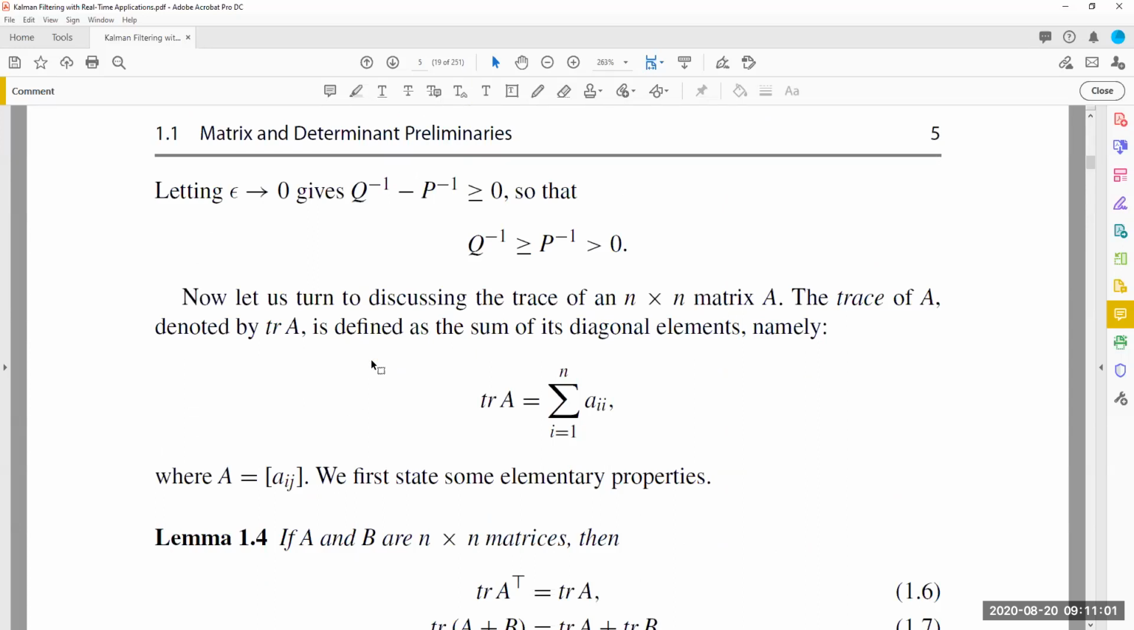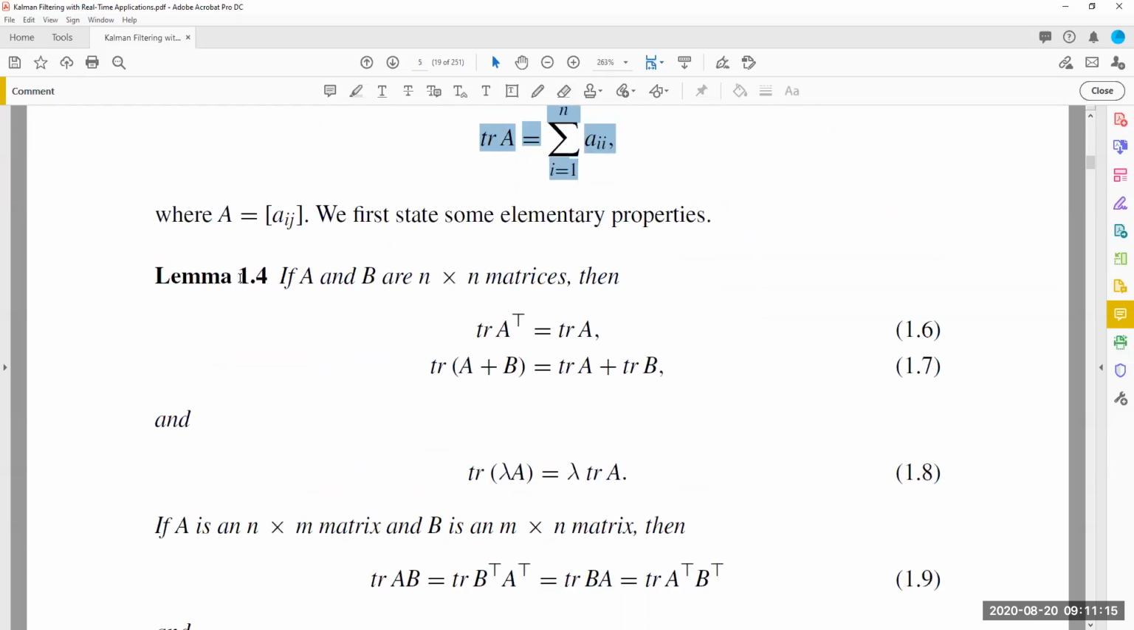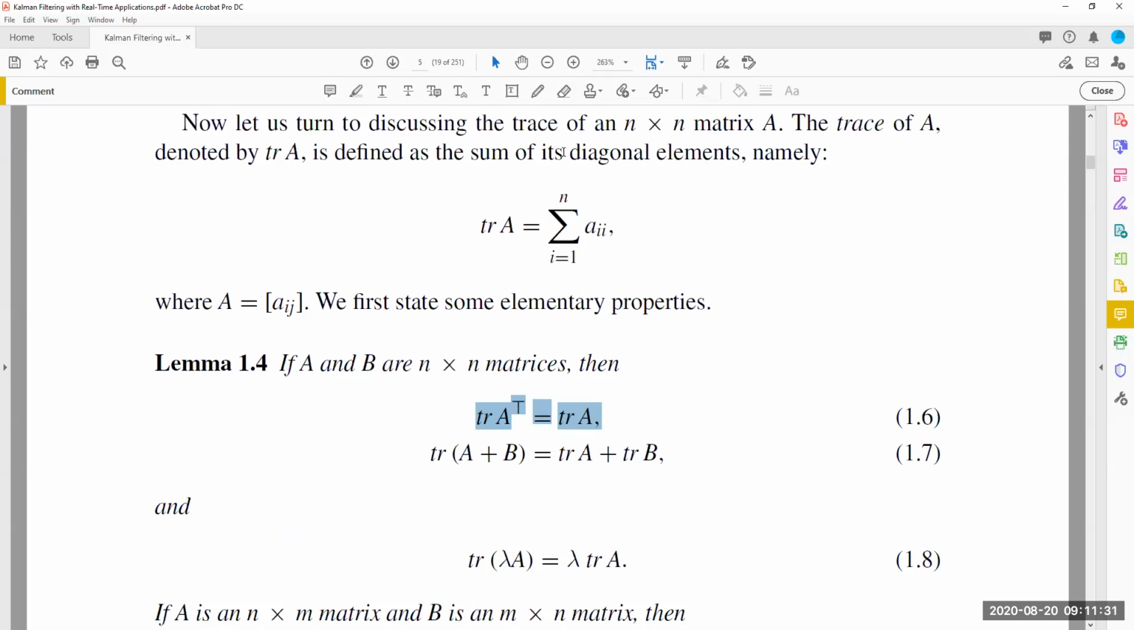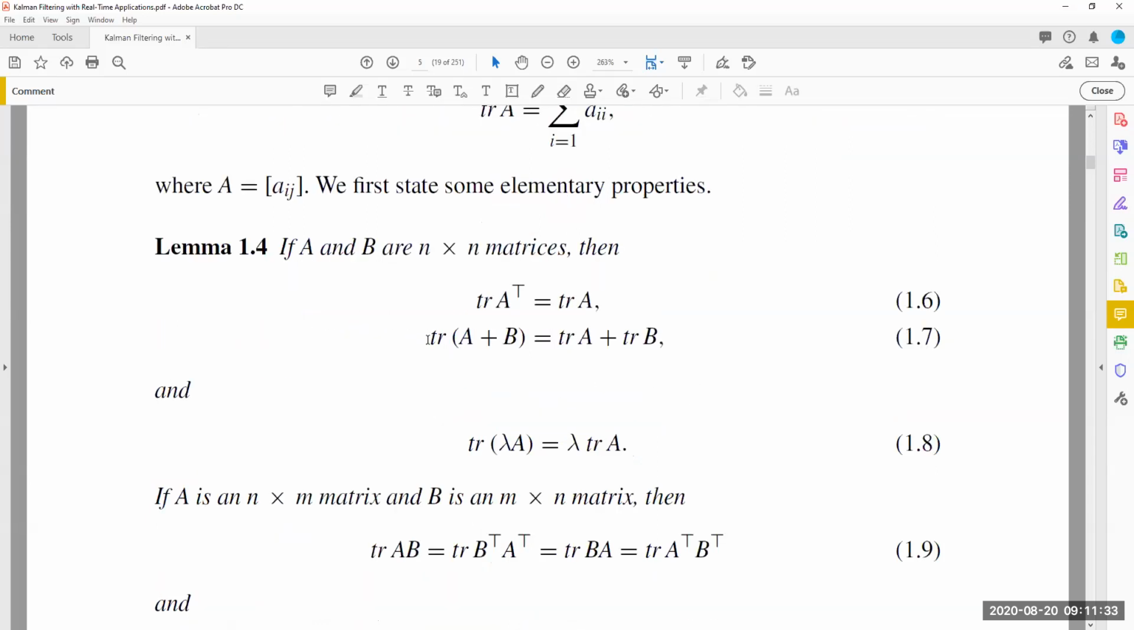Then we move on to the trace of A. The trace of a matrix is just the sum of its diagonal elements. Here's the formula of the trace. And then we have this lemma 1.4. If A, B are n by n matrices, then the trace of A transpose is the same as the trace of A, because when you do the transpose, you do not change the diagonal elements. The second one is trace of A plus B is equal to trace A plus trace B.